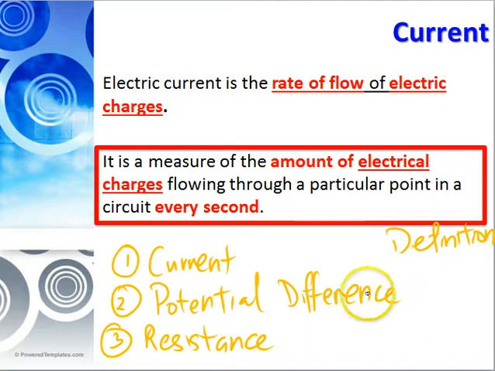Now, potential difference can sometimes also be known as voltage, which you will see later on. So just take notes. These are the three major components that we're going to cover. The first one we're going to cover is current. So current, what is current?